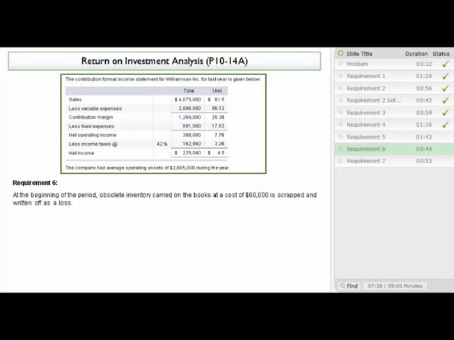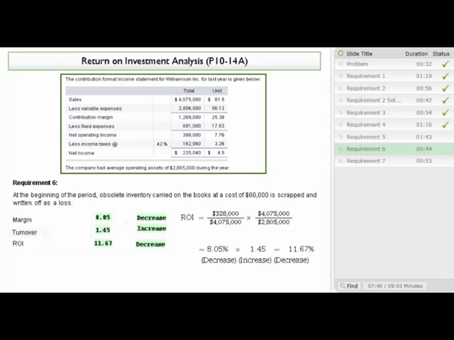Requirement 6 says, at the beginning of the period, obsolete inventory carried on the books at a cost of $60,000 is scrapped and written off as a loss. Okay, on this one, we see that margin will decrease as a result of the write-off, which impacts net operating income. Turnover increases, though, because average operating assets are reduced. And as a result, we multiply a decrease times an increase. In this case, the margin decrease more than offsets the increase in turnover, and as a result, ROI decreases to 11.67%.